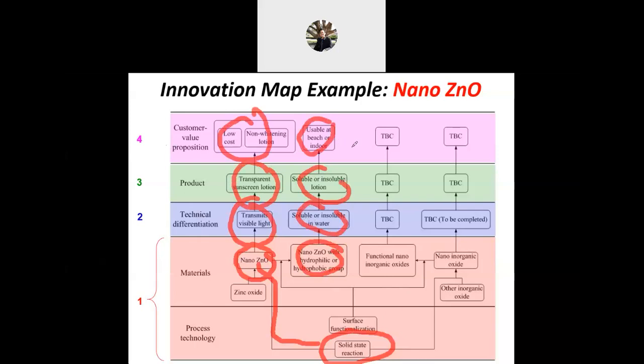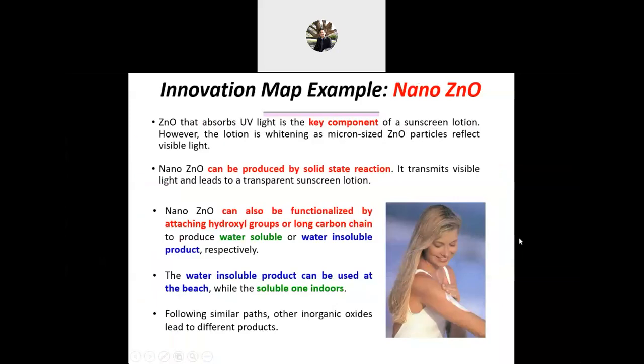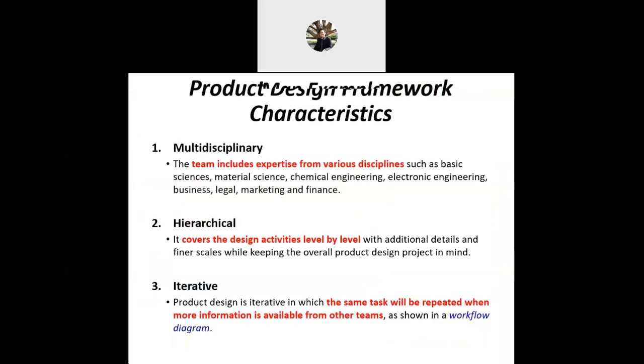So actually, this innovation map evolves and becomes more complete along with time. Similarly, like the business model canvas and the house of deployment. So we need a primary version and then make it complete. For the explanation, you can read here. Same. Okay, explained to you. So let's see the product design framework characteristic.